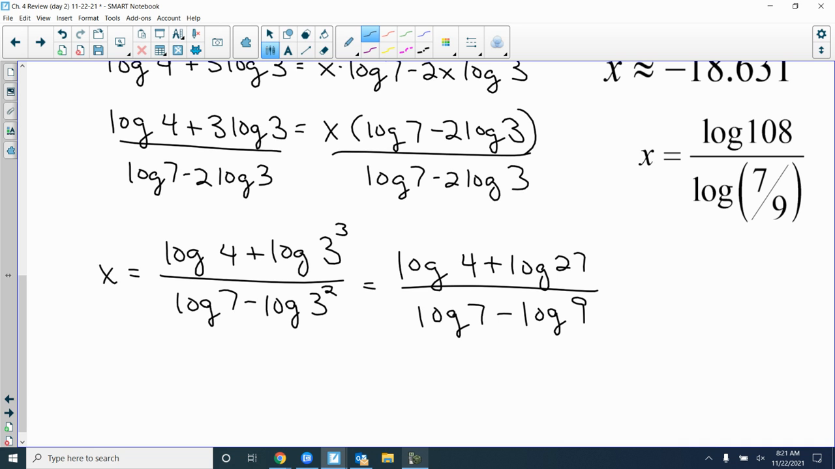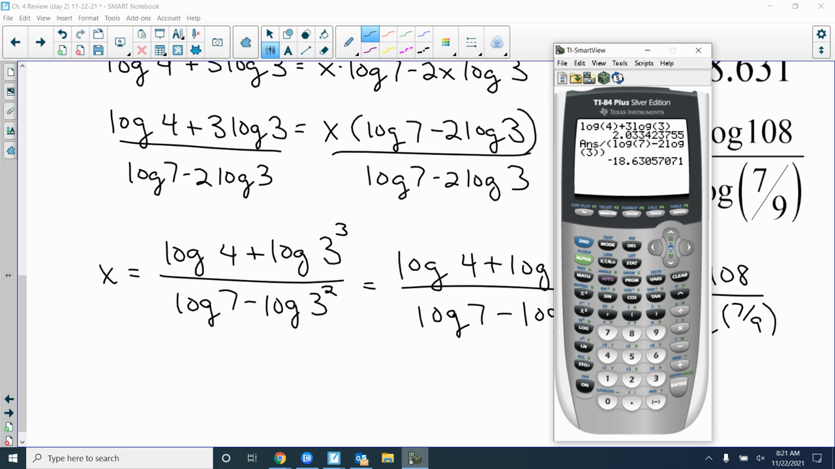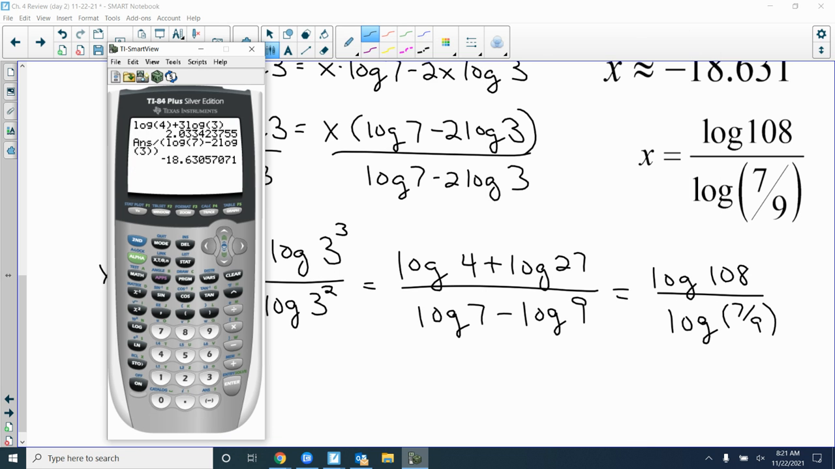3 cubed is 27. 3 squared is 9. If it's a plus, what do we have to do to those two constants? Multiply them. 4 times 27 is 108. Log of 7 minus log of 9. Divide. Just leave it. 7 ninths. Log of 7 ninths. Okay. Now, you have to get the same answer. I do log, not tangent. Log 108 divided by log of 7 ninths.